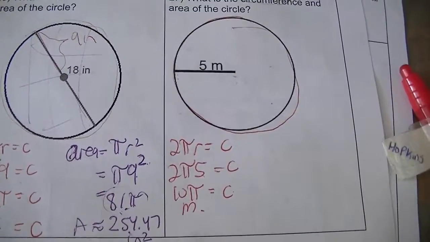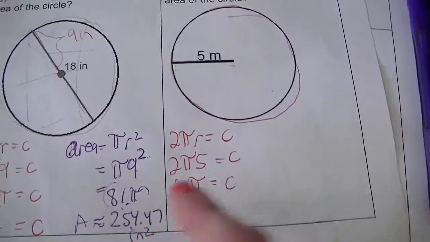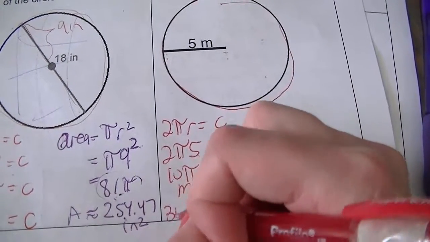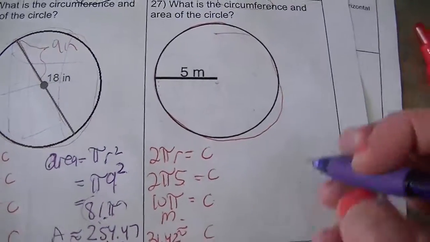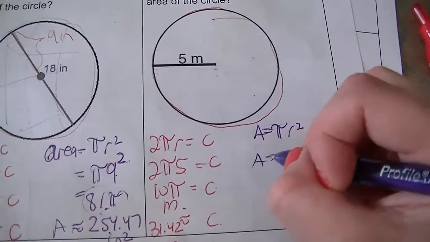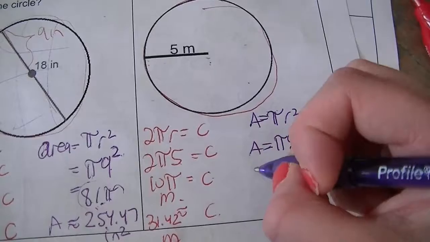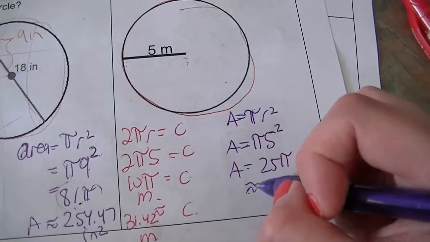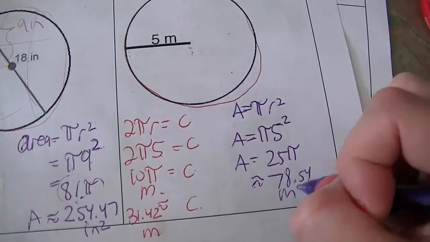All right, now for the area, oh, hold on. 10 times pi is going to be approximately, using the pi button on my calculator, 31.42 meters is the circumference, okay? All right, now to the area of a full circle, which is pi times radius squared. So we've got pi times the radius of 5. We've got to square that 5. 5 times 5 is 25. So area is equal to 25 pi to be exact, okay? But using the pi button on a calculator, we get about 78.54 meters squared.